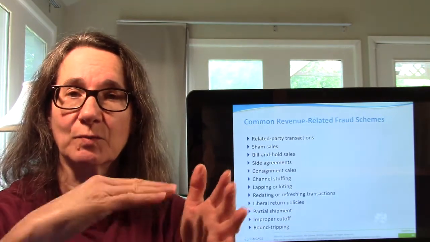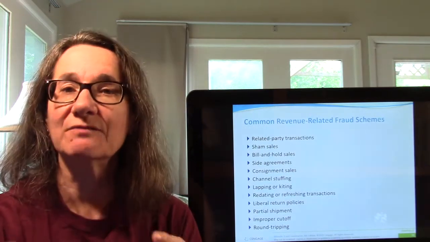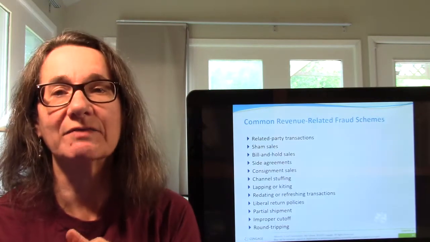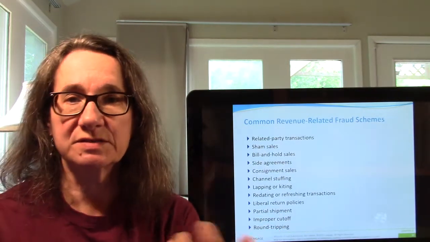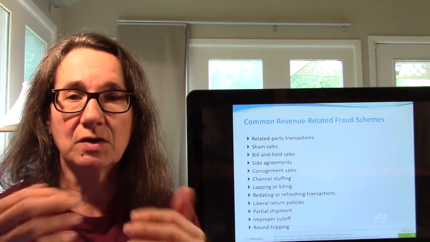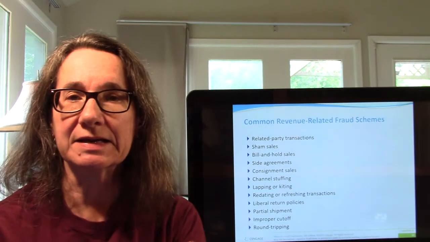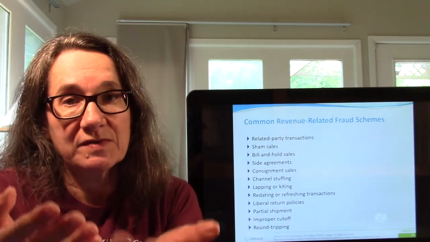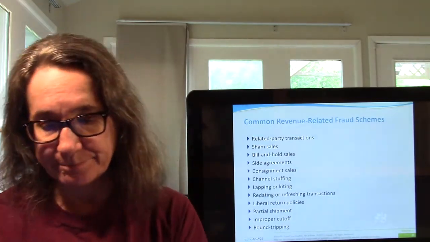Lapping or kiting, that's using money from one account, posting it to another, going forward, so you keep covering yourself. Refreshing transactions. So if you've made a fake account receivable, or you've channel stuffed or something and they're not paying you, well, that account receivable is going to get stale, old. It'll be 90 days past due, 120 days past due. Well, if that's on the books, that's going to look suspicious. So you have to kind of refresh that.